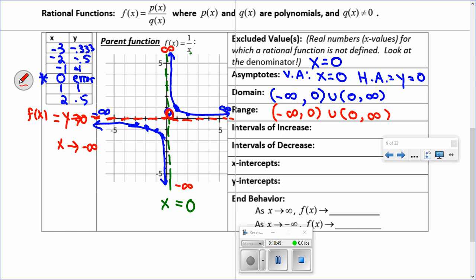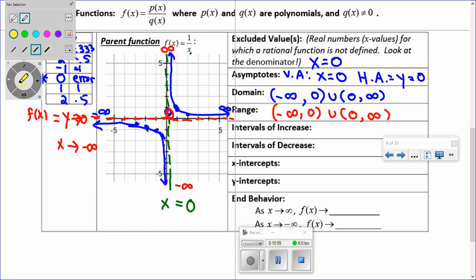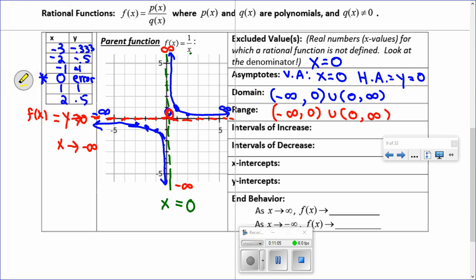All right. Now, increasing intervals. So I'm going to highlight intervals where we're increasing. So, y values are never increasing as we move to the right. They're never increasing as we move to the right. So for y values increasing as we move to the right, they do not exist.